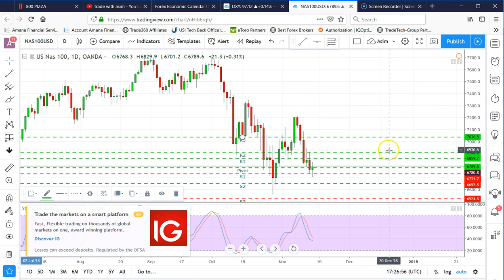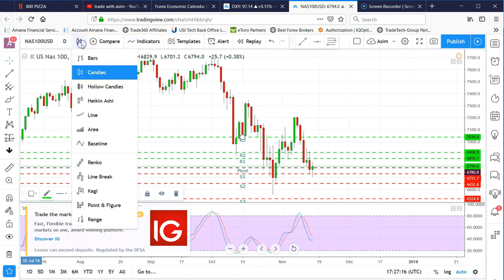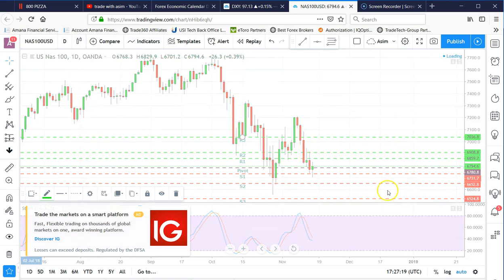So it is a kind of indication for me that it will try to once again approach resistance 1 at 6859. A break above this level would be 6912.70. So let's look at the chart from a different angle by using Heikin Ashi.